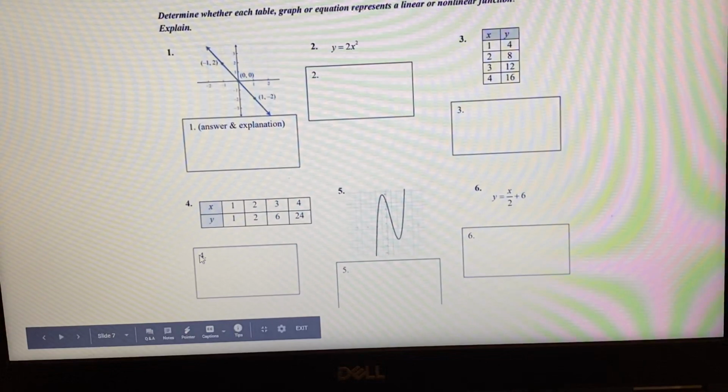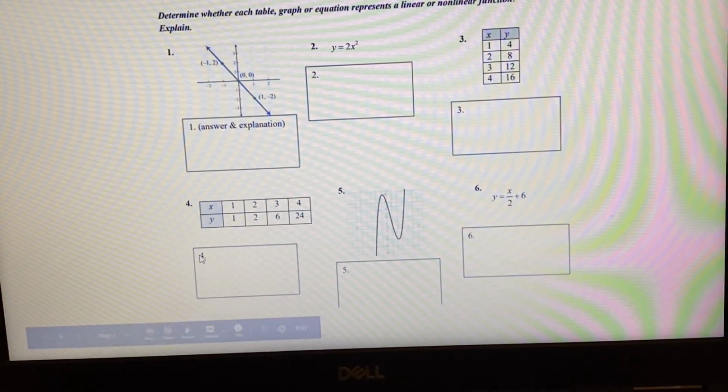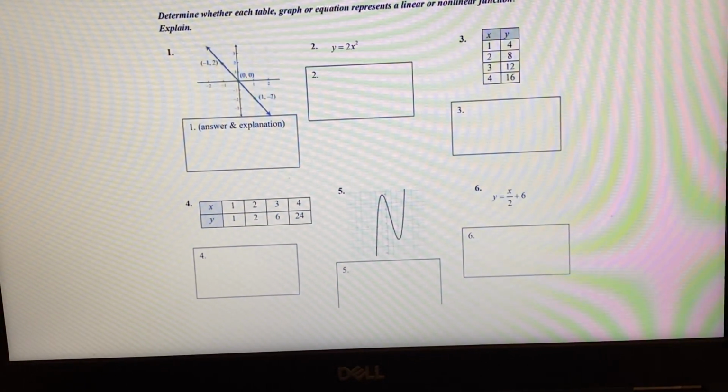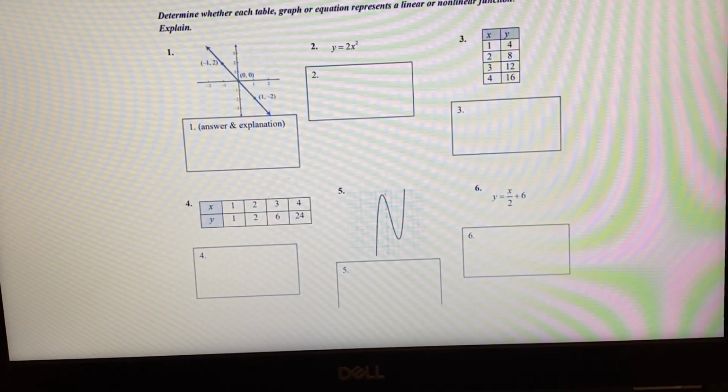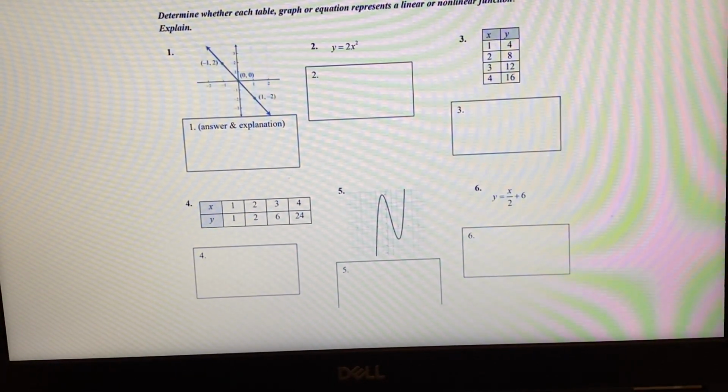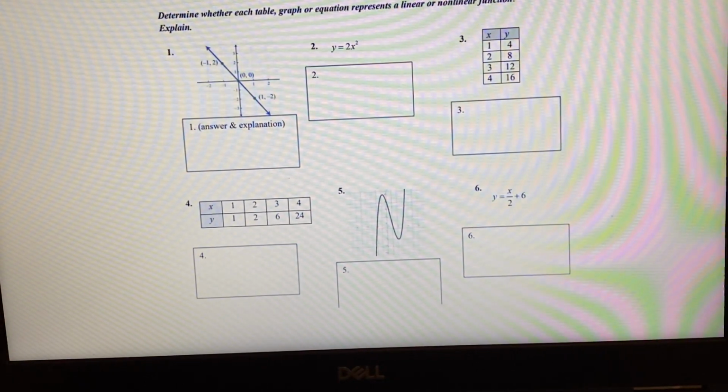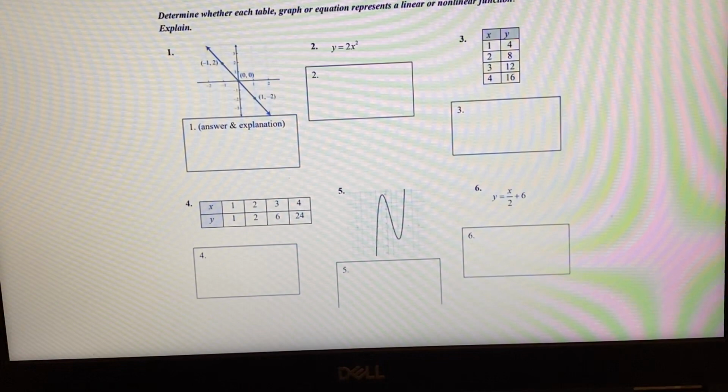So what are these questions asking you? Well, here's what it's saying. Determine whether each table, graph, or equation represents a linear or nonlinear function. So taking what you just learned from the PowerPoint, I want you then to say, number 1, linear, nonlinear. And then I want you to give me an explanation. Tell me why you chose linear or nonlinear, okay? So all 9 should say linear or nonlinear, and there should be like 1 sentence telling me why you made that decision.